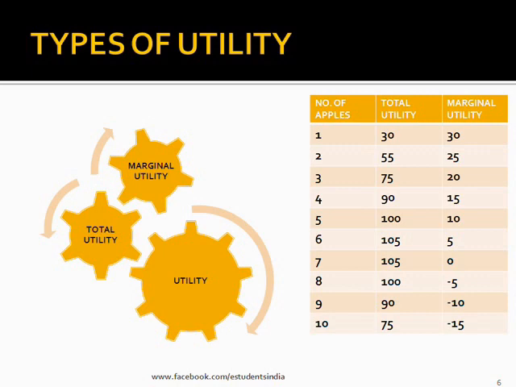Look at the table. The number of apples is given in the first column. Total utility is given in the second column. Marginal utility is given in the third column. Study the table and use your analytical skills. We are going to examine them in the next session. Be prepared for that.